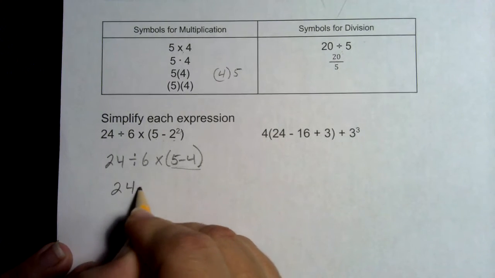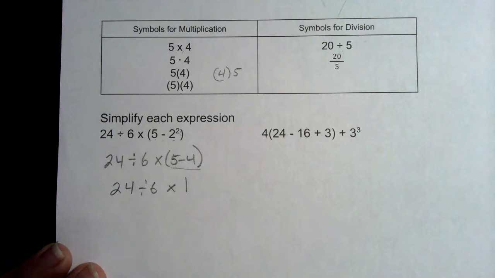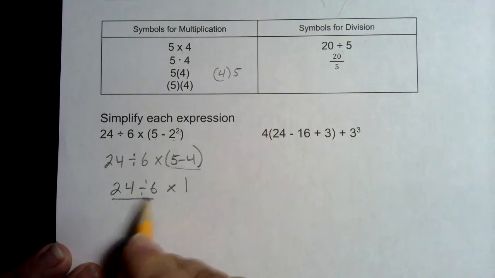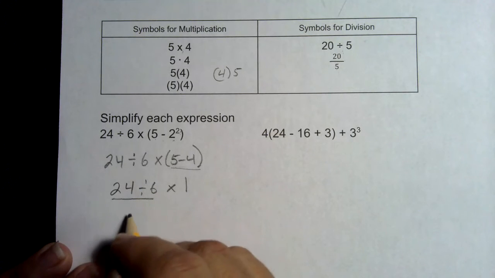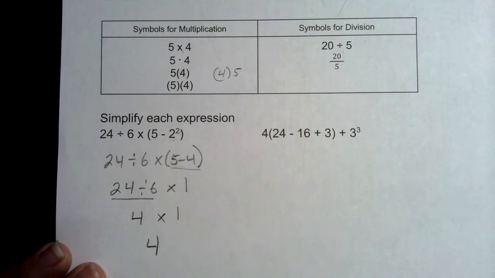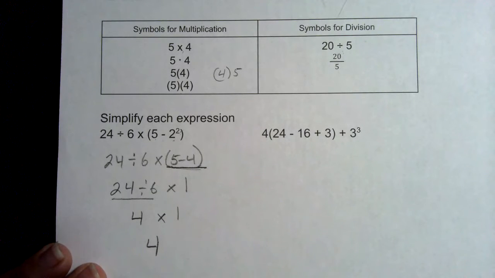So I have 24 divided by 6 times 1. Now, from left to right multiplication or division, division comes first in this case. 24 divided by 6 is 4, times 1, which is 4. Again, no equal signs. I just simplified as I move down the page. Pause here to do the next one.